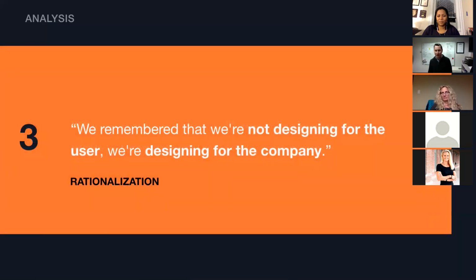The final area where we saw a lot of impact was this idea of rationalization. And so you saw it with the value exchanges that were happening among those three participants in the mock-up conversation that I showed you. In this case, one participant said, we're remembering that we're not designing for the user, we're designing for the company. And so this is really turning user-centered design on its head. User-centered design is all about putting the user at the center of the design process. And here they were saying, no, we're actually just designing for the company. The user is almost like collateral. And we don't necessarily need to worry about them as much.